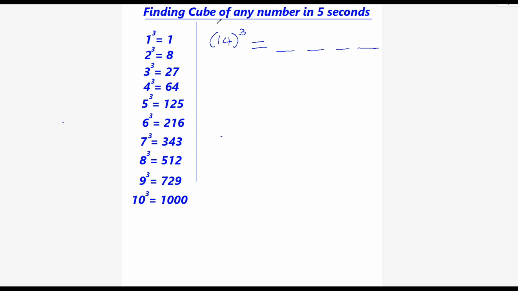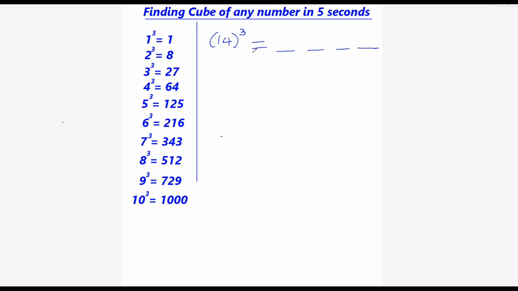Today we are going to learn another shortcut, finding cube of any number in just 5 seconds. This shortcut is really easy. For this also you need the knowledge of cubes. Like 1 cube is 1, 2 cube is 8, 3 cube is 27 till 10 cubed, which is 1000. If you don't know already, please memorize them now.